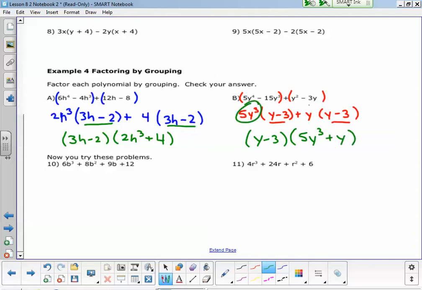Okay, that's what's left. Those go into the second. So try examples 10 and 11, and we'll see where we're at as we finish today.